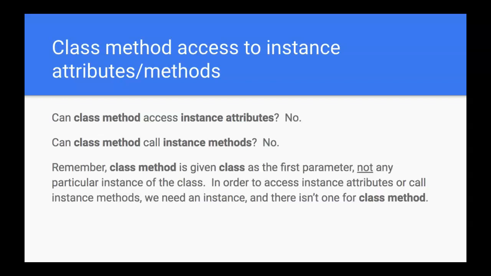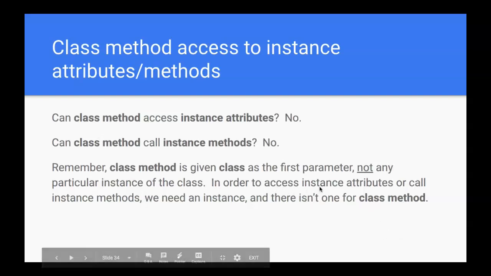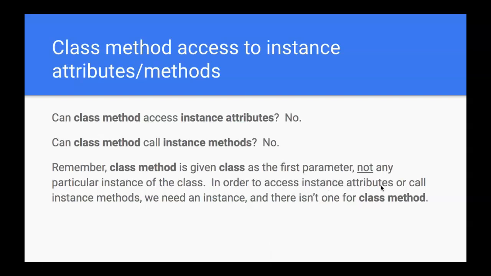Well, no, they cannot. And the reason, I hope it's obvious, is that a class method is given a class as a parameter, not any particular instance. But in order to access instance attributes or call instance methods, we need an instance, right? Because a class method is not given an instance, we really cannot access the instance attributes or call instance methods.